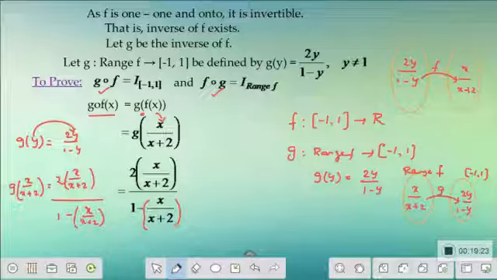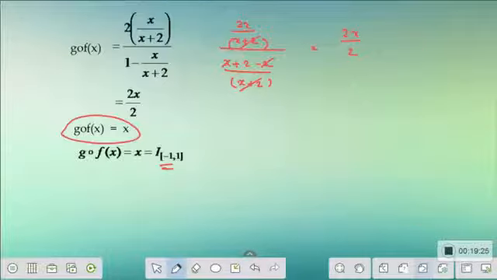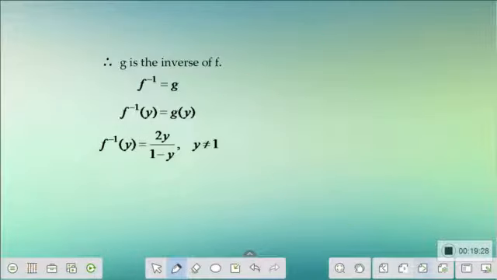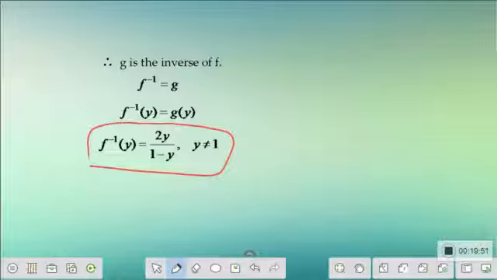This means that f and g are inverses of each other, or I could conclude g is the inverse of f, or f inverse is equal to g, that is f inverse of y is equal to g of y. But we know what g of y is, this is what we have defined. So g of y is nothing but 2y by 1 minus y, hence f inverse of y is equal to 2y by 1 minus y, where y is not equal to 1. So we have found the inverse of the given function.